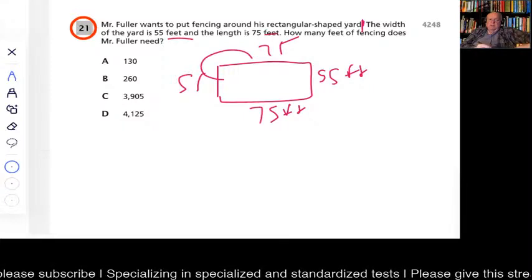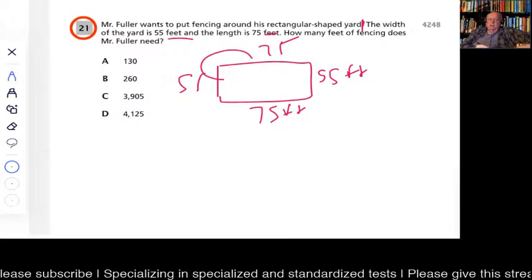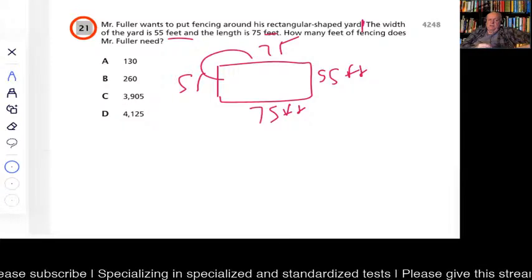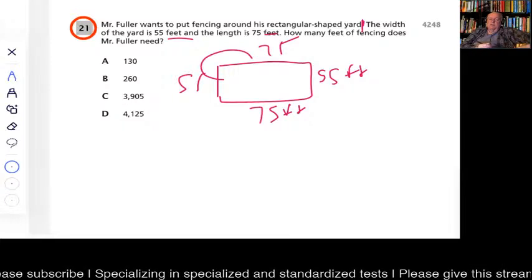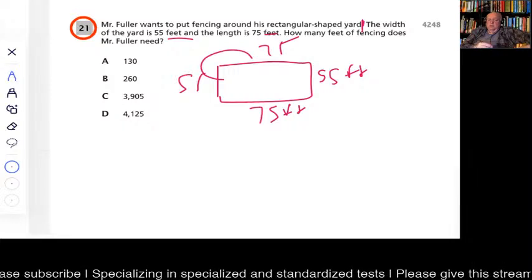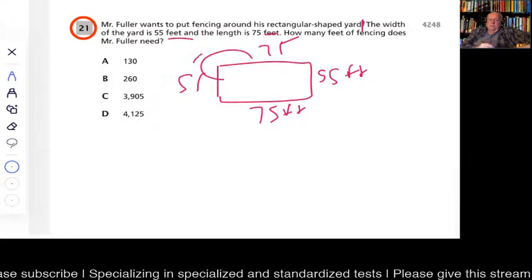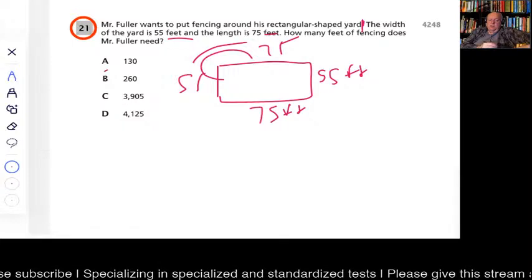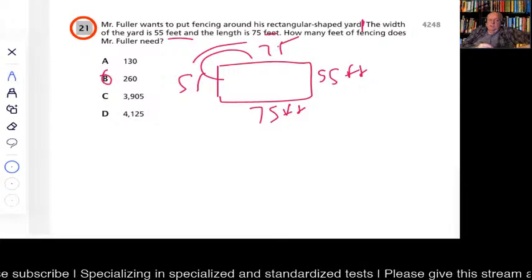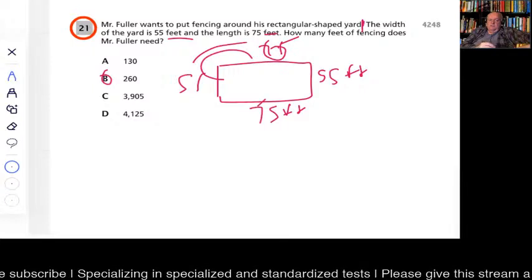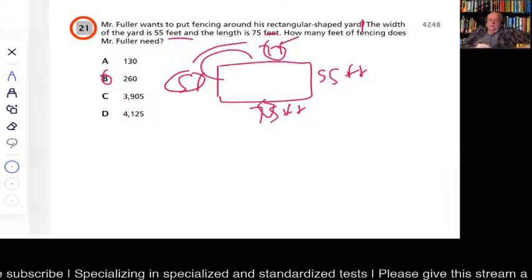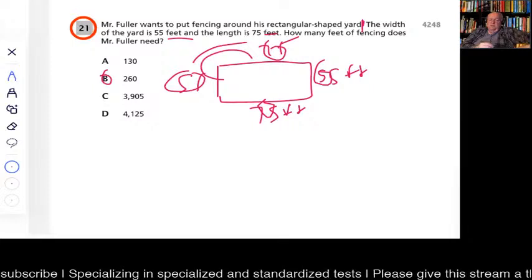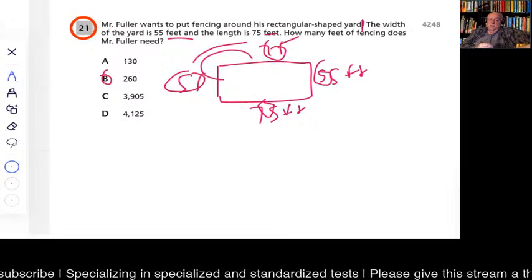So it's asking how many feet of fencing does it need? So this is a perimeter problem. This is a perimeter question. Well, what we need to do is add up 55, 75, 55, and 75, depending on how you want to do it. We can add these two together and get 130. So then we would end up with 260 that way, right? We could also add 75 and 75 here and get 150, and then add the 55 and the 55, which is 110. So 150 plus 110 is 260, right?